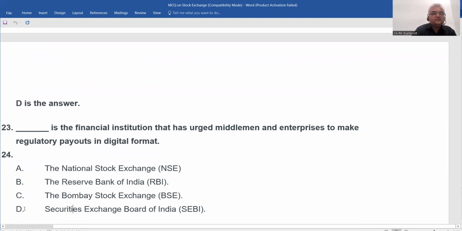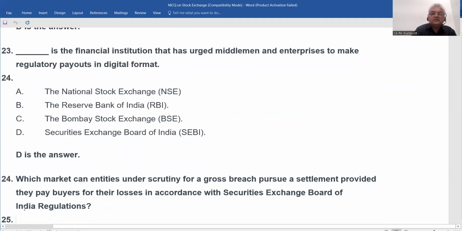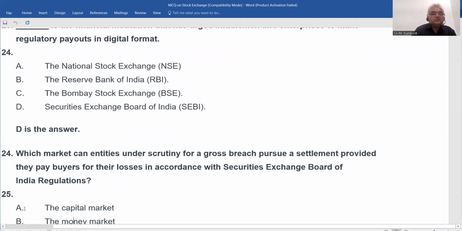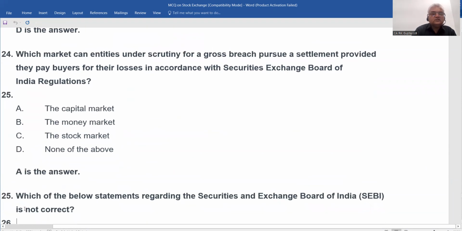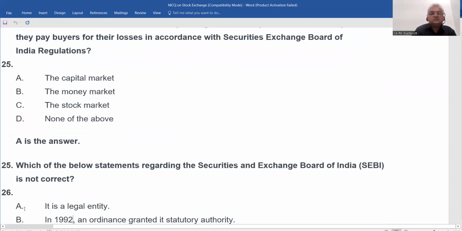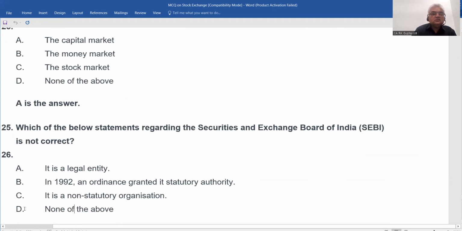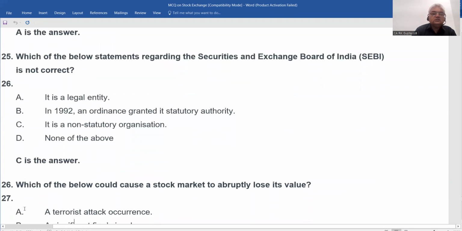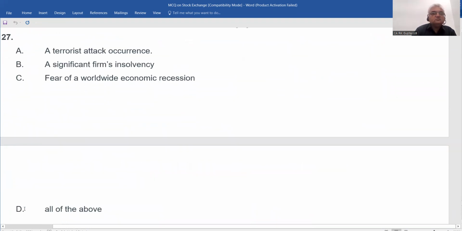सभी था ना इसका आंसर। हाँ जी। Which markets can entities under scrutiny for a gross breach pursue a settlement provided these payouts? ये कौन सा था? कैपिटल वन। Right. Which of the below statements regarding the SEBI is not correct? नॉन, C. Which of the below could cause a stock market to abruptly lose its value? ये भी अभी किया है हमने। D, all.